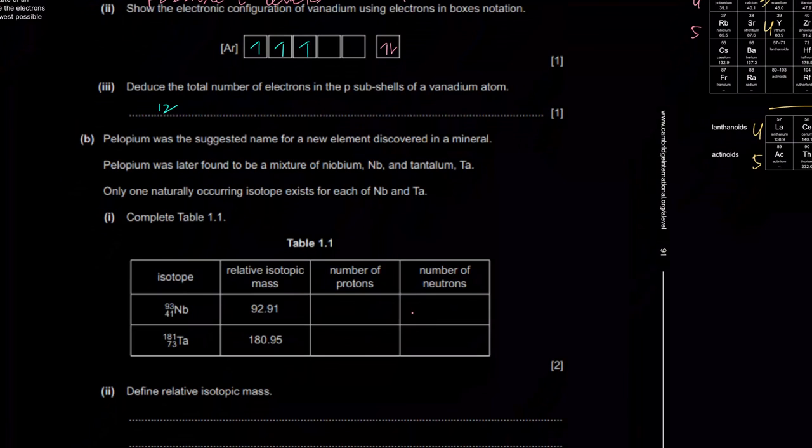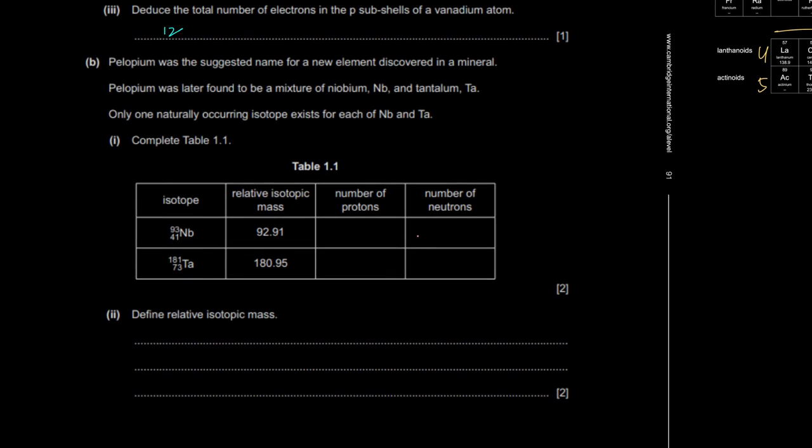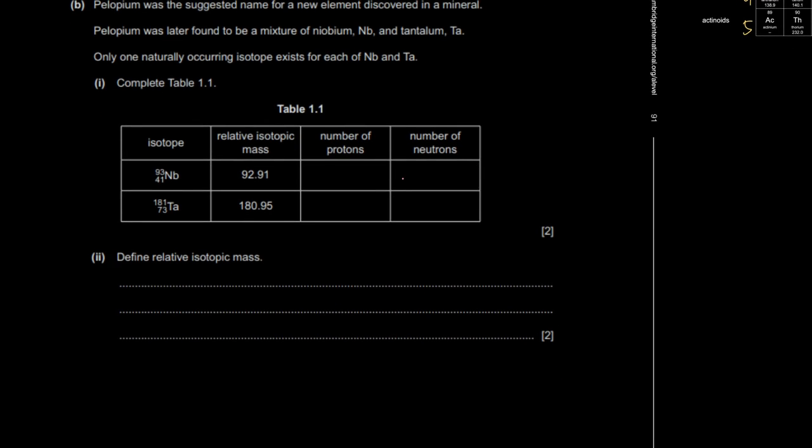Now it says Pelompium was the suggested name for a new element discovered in a mineral. Pelompium was later found to be a mixture of niobium and tantalum. I swear to God, these names are just tongue twisters. Only one naturally occurring isotope exists for each of Nb and Ta. Complete table 1.1. It's pretty easy. It's from your O-levels and IGCSE. How do you deduce the number of protons? It's the smaller number. That's 41 right here. How do you deduce the number of protons for tantalum? That's 73 right here. Neutrons is the subtraction between the two.